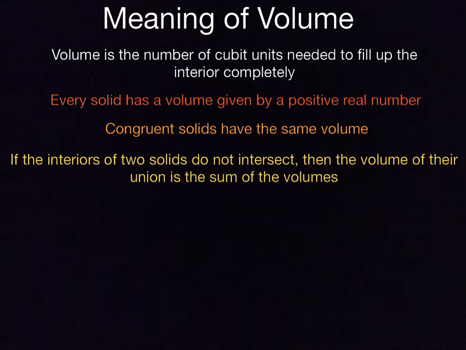And then if the interiors of two solids do not intersect, so if you have a trash can and you have a bowl of some sort, the volume of both the trash can and the bowl would be the sum of the two volumes, because they don't intersect. Now, if the bowl was in the trash can, then those would be intersecting volumes, so it wouldn't be the sum of the volumes. But if they're separated, then the volume of the union is the sum of the volumes. So these are some important statements when we take a look at volume.